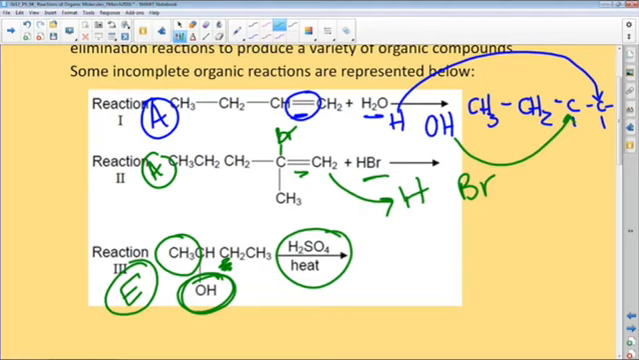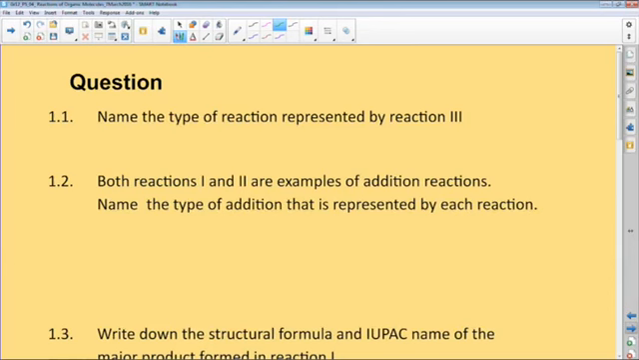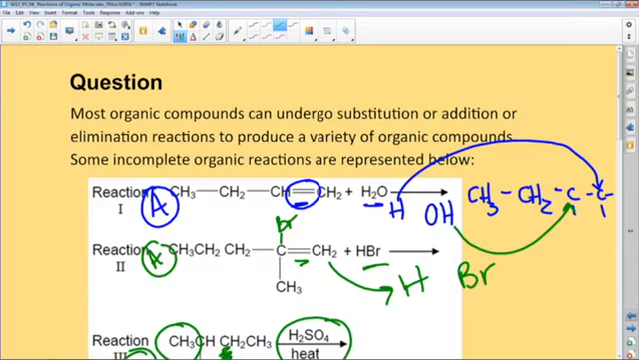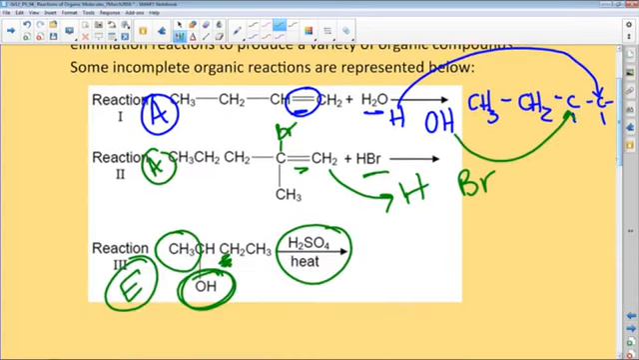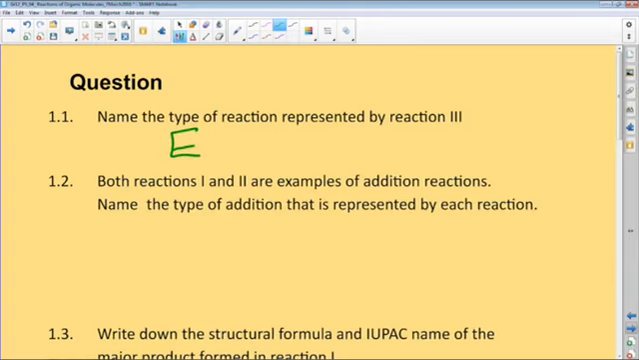Okay, so we know we've got two addition reactions and we've got an elimination reaction. So now we go and we say, fine, let's look at the questions. First of all, it says, name the type of reaction represented by reaction 3. Oh, look at that. Didn't we just name that? We said, yes, it's elimination. So we don't even have to think about it. It's an elimination reaction. So there we go.